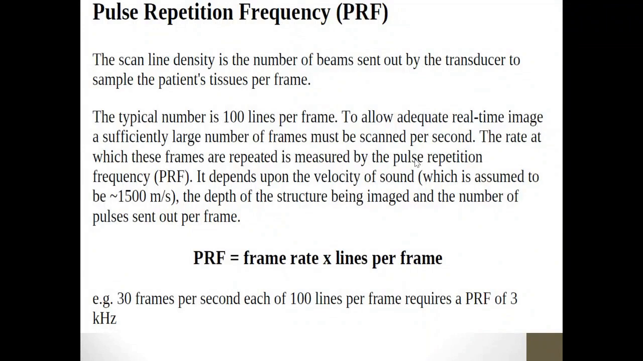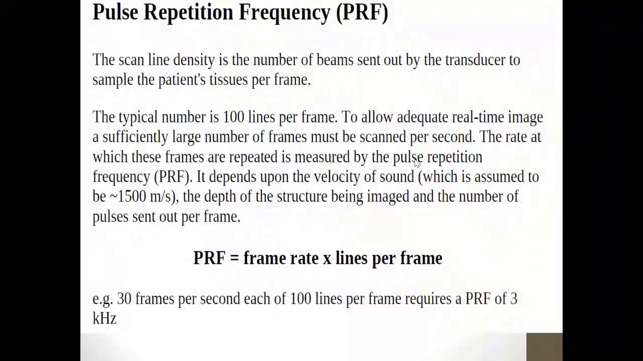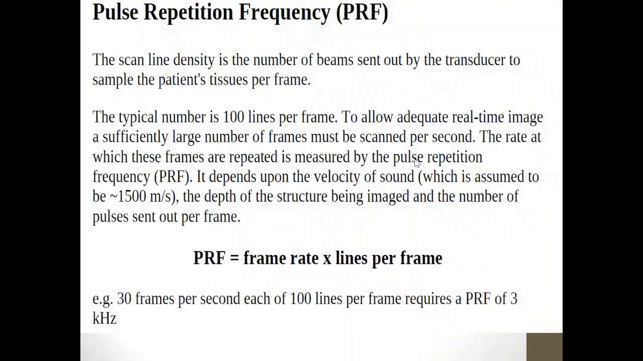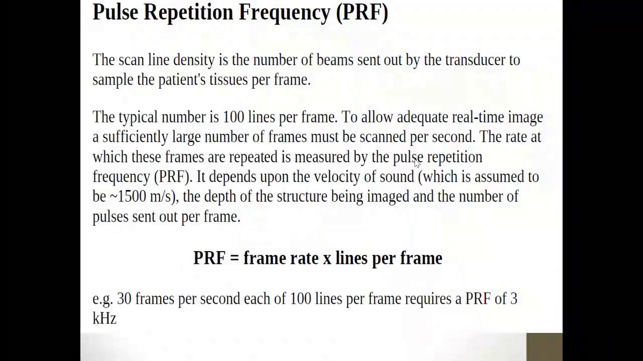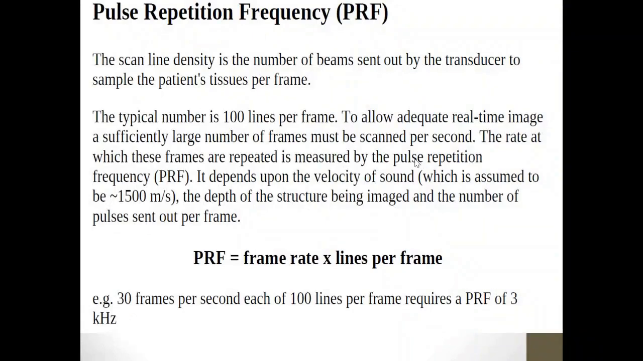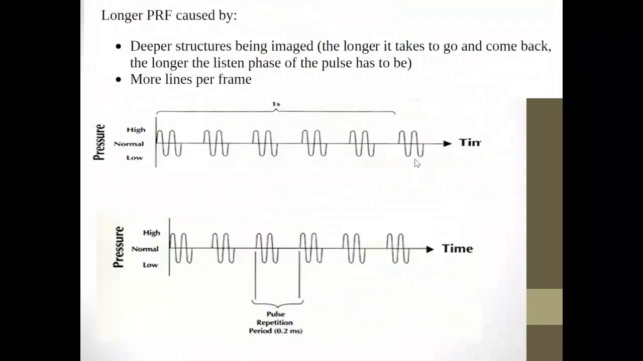So this story depends on what? It depends on the lines per frame. The more lines there are, the more time is given in the process of receiving the signal and translating it into the image. Now, if I want to take a definition of pulse repetition frequency, now I am sending my signal and receiving it. The process of repeating the pulses is the pulse repetition frequency.